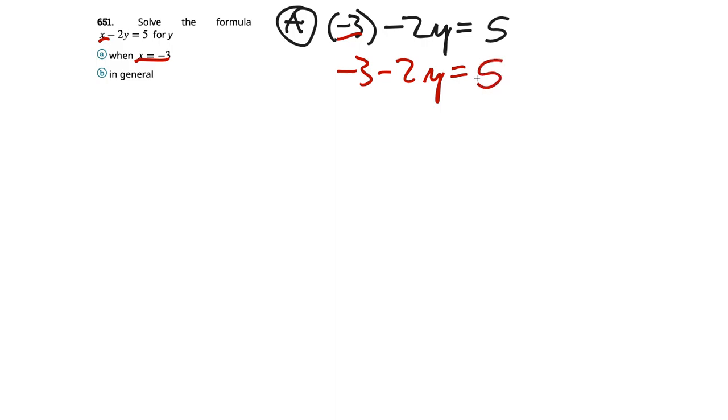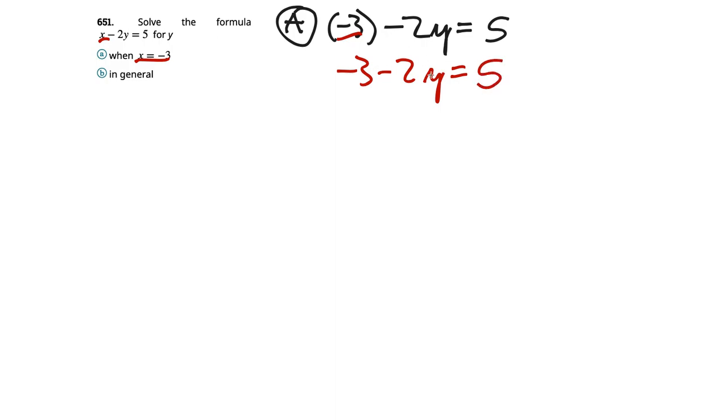Every time we see an x, we're going to substitute negative 3. So instead of saying x minus 2y equals 5, we're going to do negative 3 minus 2y equals 5. Basically, we've subbed in the x, negative 3, for that a part. Okay, and then we can drop the parentheses because really nothing's going on there. So it's negative 3 minus 2y equals 5.